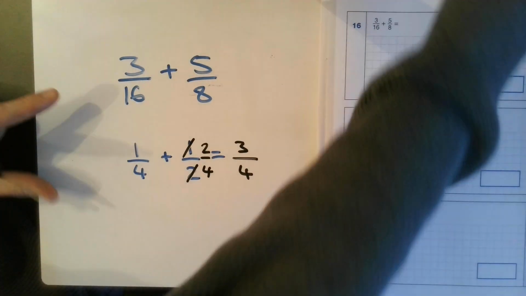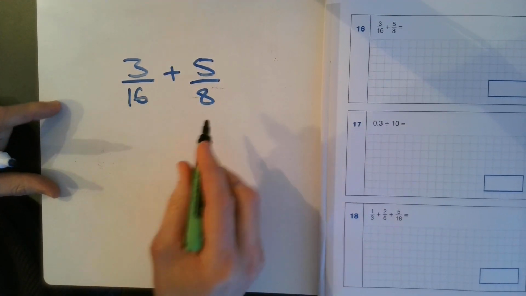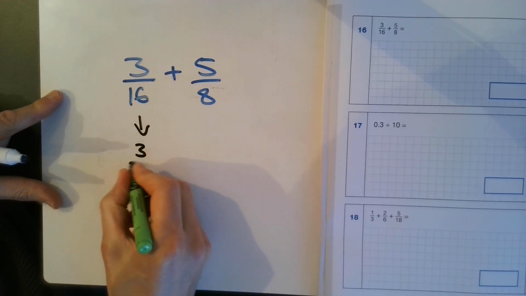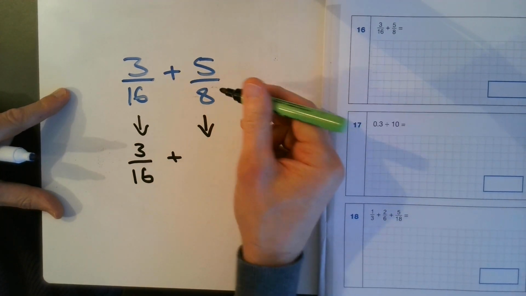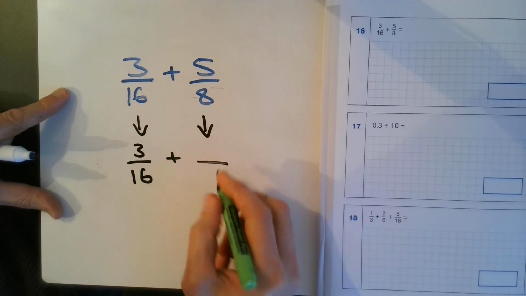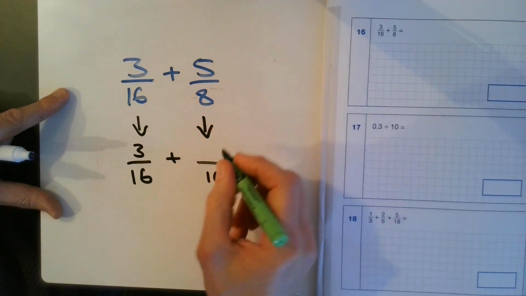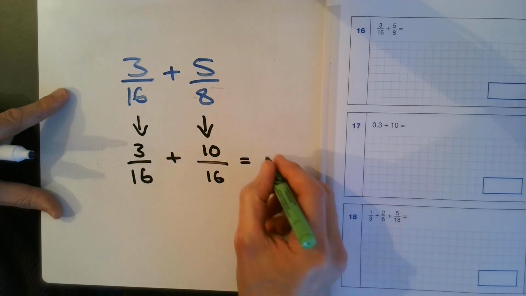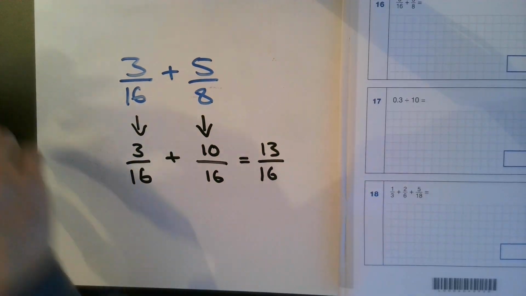Now, luckily, 8 is a factor of 16, so if we double the 8, that will give us 16. So 3/16, that remains the same, and to that we are going to add, we need to work out how many 16ths this is. So if we double the denominator, we get 16. Now, because we've doubled the denominator, we need to double the numerator as well, and that gives us 10. So altogether we have 13/16. Right, question 17.